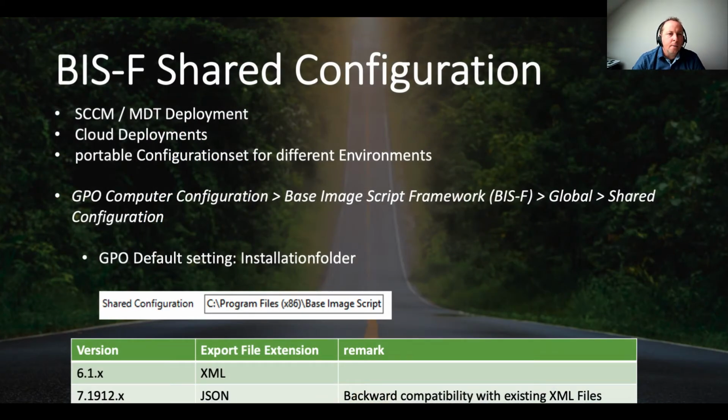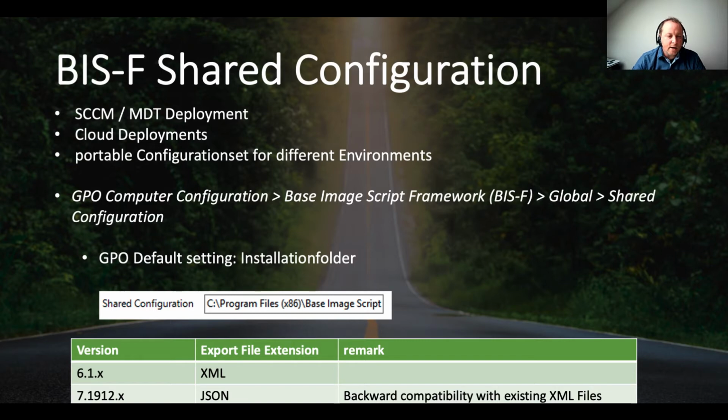Also we have the BIS-F shared configuration. What that means: if you have the GPO configured, you have the complete settings on your WVD image, but you would like to store them not inside of the registry. You would like to have them inside of a simple JSON file to copy the configuration from one environment to another. First of all, you must enable this inside of the BIS-F configuration and enter the path where you would like to store the BIS-F configuration.